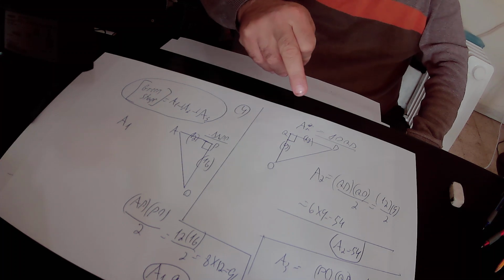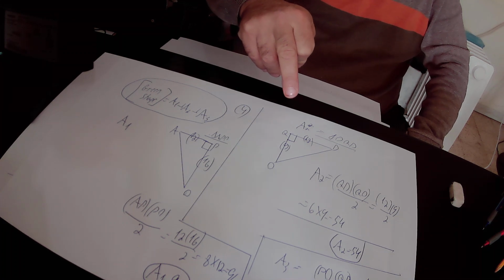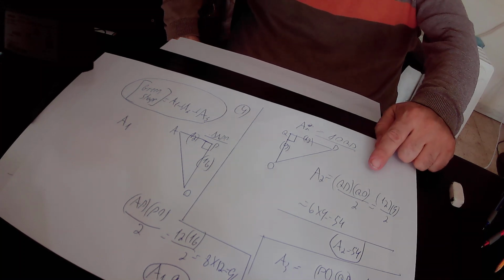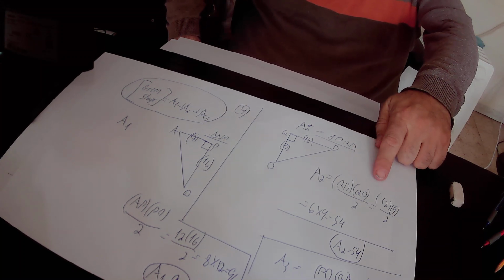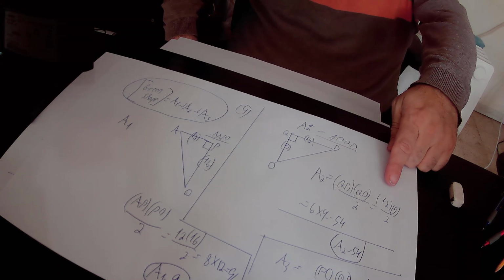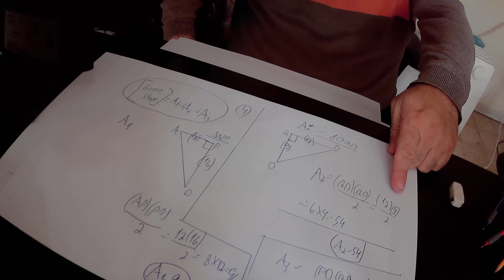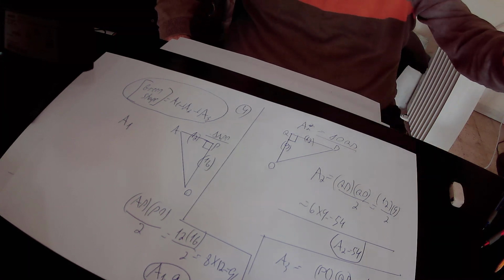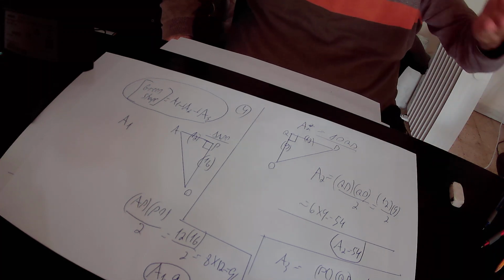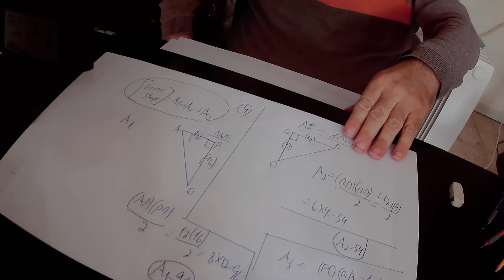What is the area of this right triangle QOD? It is equal to QD times QO over 2. QD is 12, QO is 9, over 2. 12 over 2 is 6, so in total this expression equals to 6 times 9. 6 times 9 is 54. In conclusion, we found out that A2 equals to 54 square units.